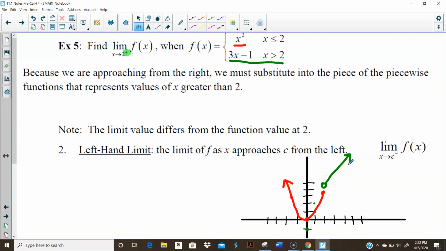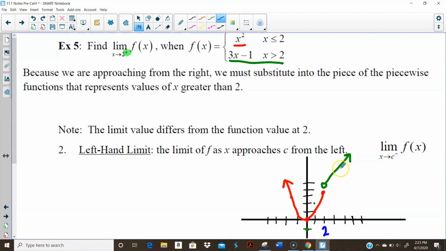Now the question is asking what is the limit as x approaches 2 from the right. So this is the right-hand side of the graph. And what we are going to do is approach 2. So here is 2, and we're going to be on the right-hand side. When I'm here, I'm up here on my function at 5. At 4, I'm up here on my function.